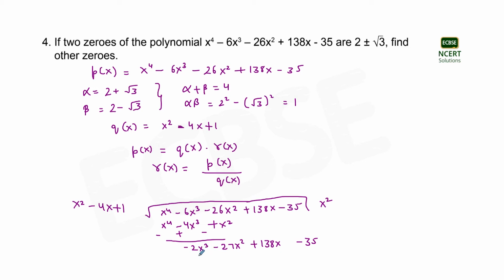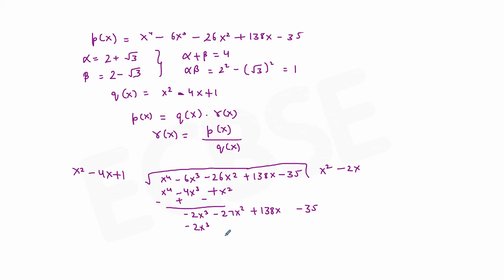Now again, dividing -2x^3 by x^2, we get -2x. Multiplying with the divisor, it will be -2x^3 + 8x^2 - 2x. Now changing the signs of the second polynomial and subtracting, here it will be -35x^2 + 140x - 35.